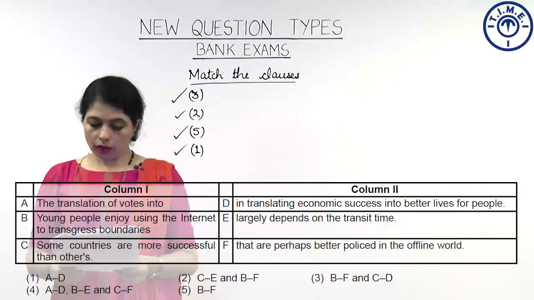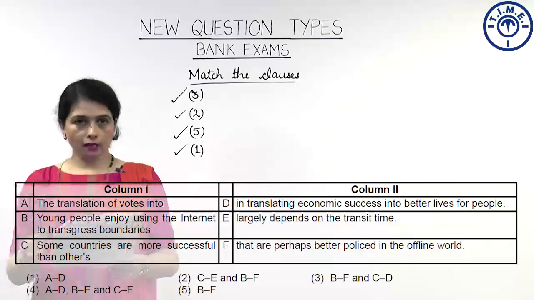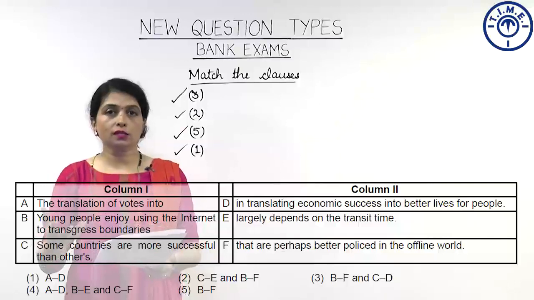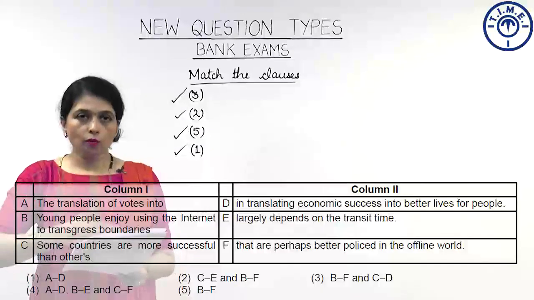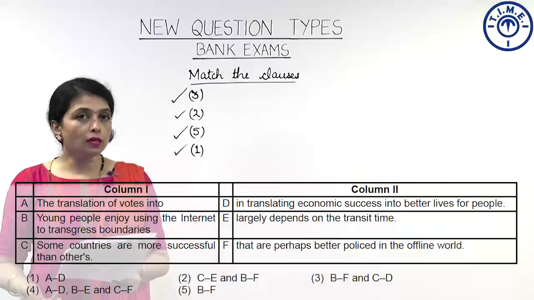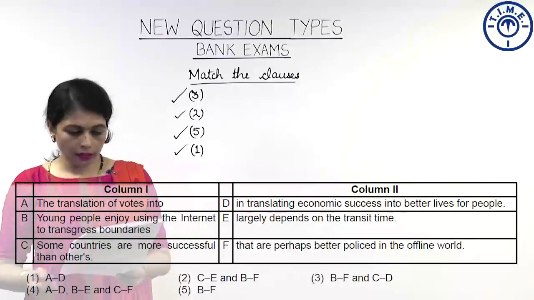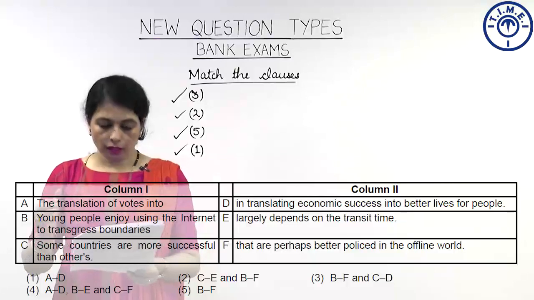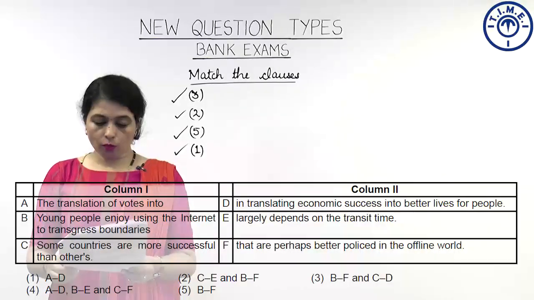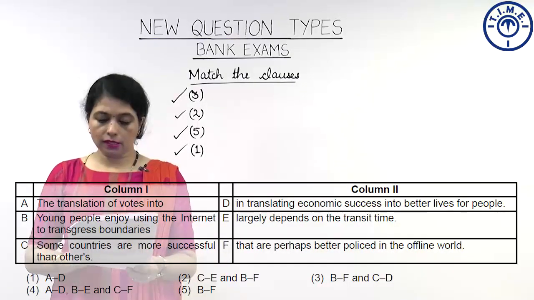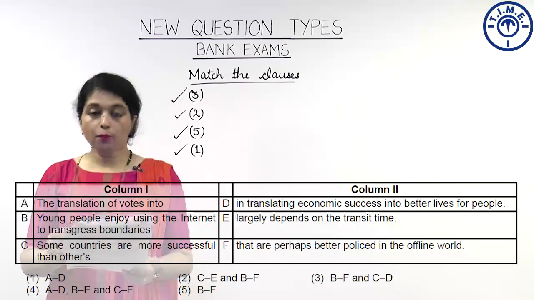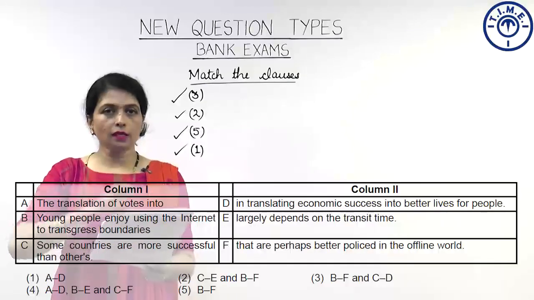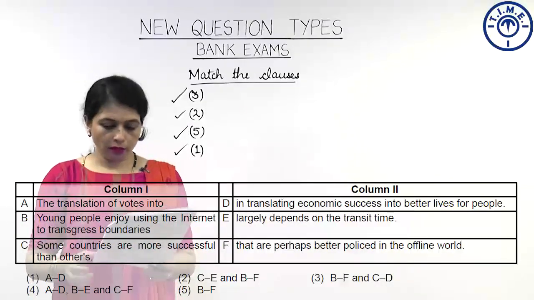Okay. Some countries are more successful than others. So we are talking about a comparison because it says more successful than others. Now, they are more successful than others in what should help us complete the idea, and in which part has it been given? In part D. Some countries are more successful than others in translating economic success into better lives for people. So this is a complete thought, and C with D is quite meaningful.